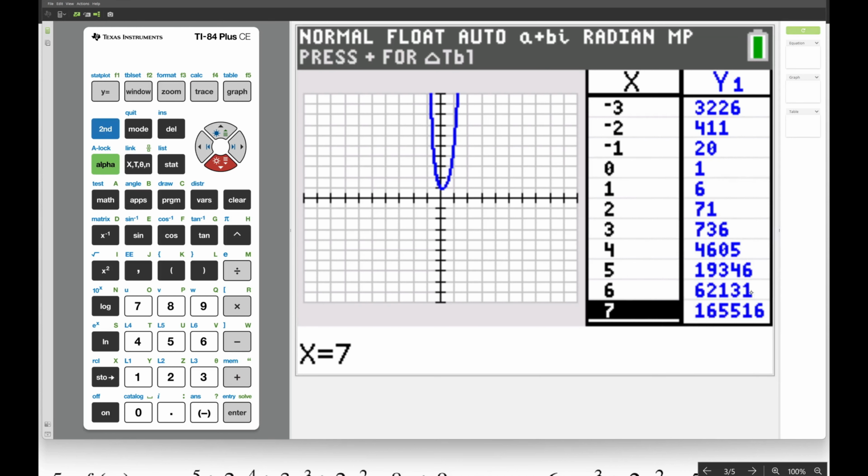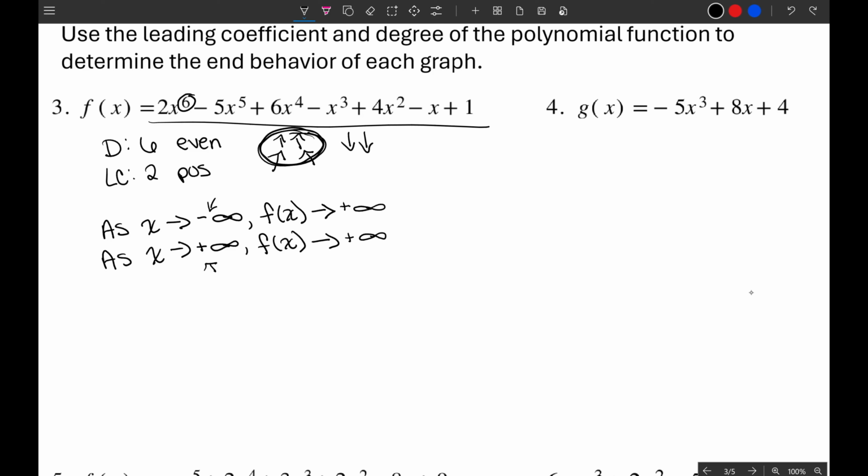So as x approaches positive infinity, my y is also approaching positive infinity. If you need that little visual through the table, just make sure that it's picking its own values there for you. All right, so I'm in order on number 4 already.